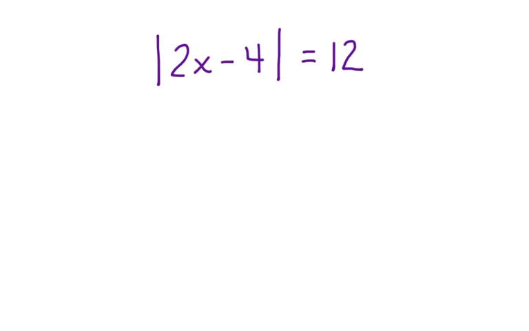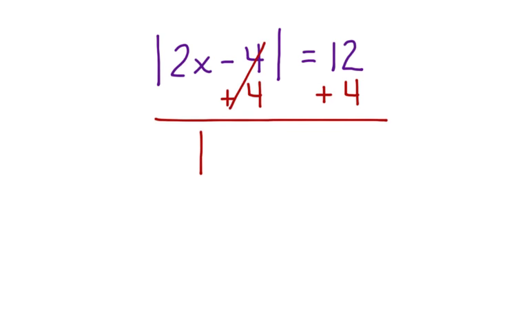The absolute value of 2x minus 4 is equal to 12. Let's use the inverse operation. We add 4 to both sides. We're going to solve for x. These cancel. Bring down the absolute value of 2x. We haven't worked with it yet. Is equal to 16. Now we can divide both sides by 2.